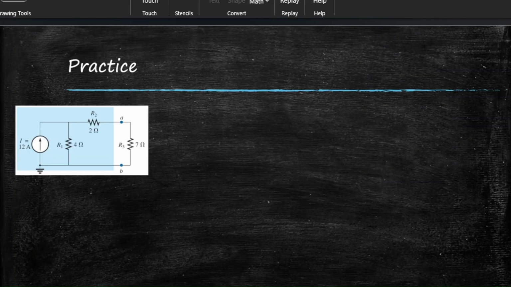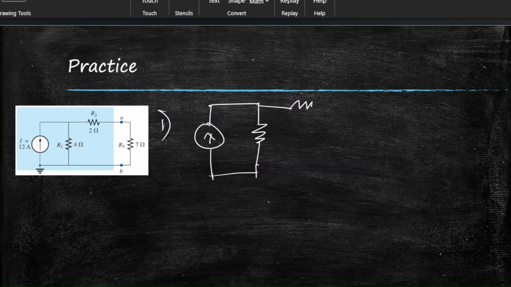Now let's do another one. So here we have a current source. Again, step 1 is to remove the load resistance. So you keep the sources, then draw the resistors as they are, but no load resistance. So open circuit.